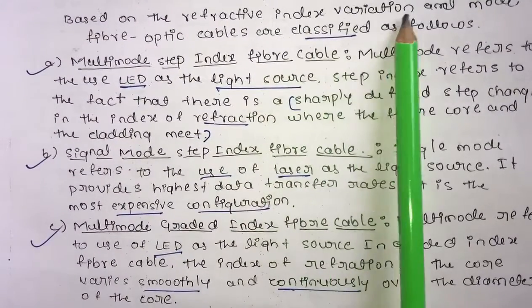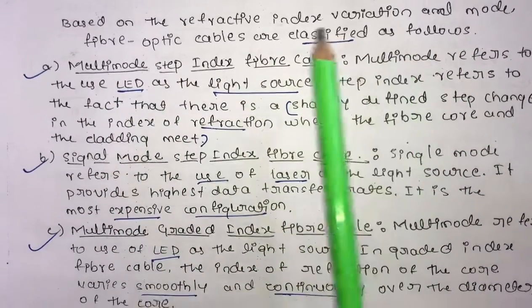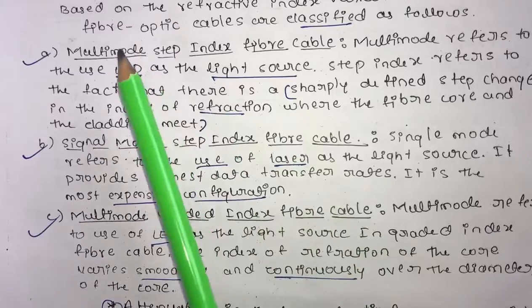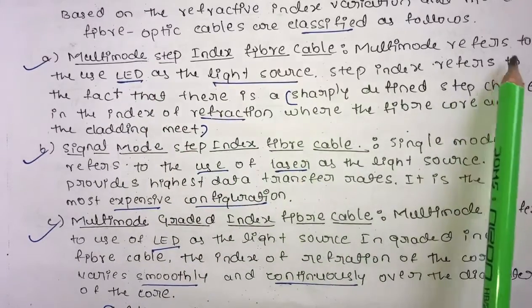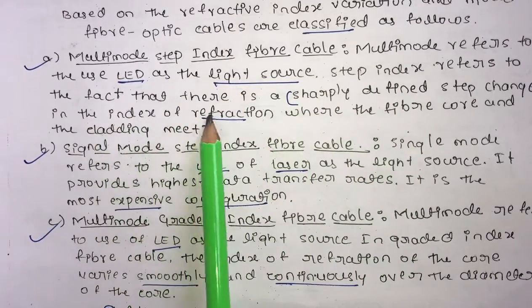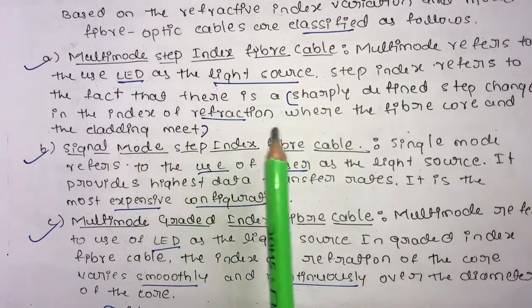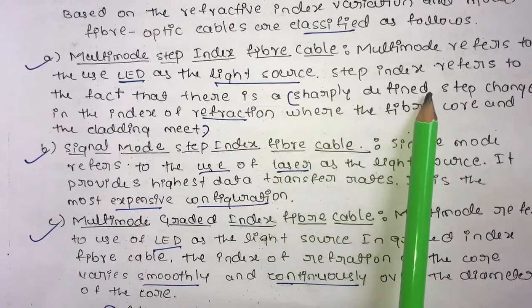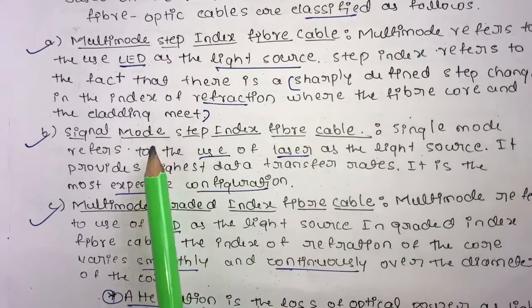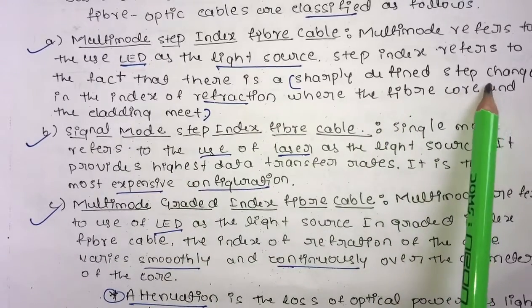Based upon the RI, that is the refractive index variation, fiber optic cables are classified as multi-mode step index fiber, single mode step index fiber, and multi-mode graded index fiber. Multi-mode step index, SI: here multi-mode means the use of an LED as a light source, and step index means there is a sharply defined step change in the index. The index is sharply defined, step shaped, where the fiber core and the cladding meet. When the fiber core and cladding meet, there is a step change.